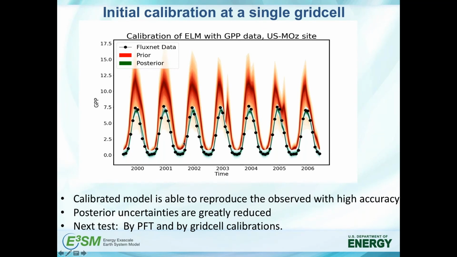And then when we apply the calibration using the data, which is represented by the black points here, we can estimate the posterior prediction uncertainty for GPP. And we can see by the green shading that it is a much more constrained prediction than we had from the prior. So the first point is the calibrated model is able to reproduce the data points with high accuracy. Posterior uncertainties are greatly reduced.